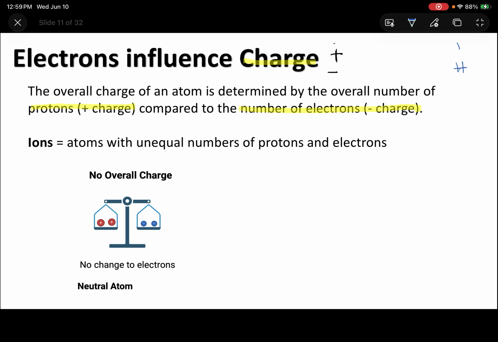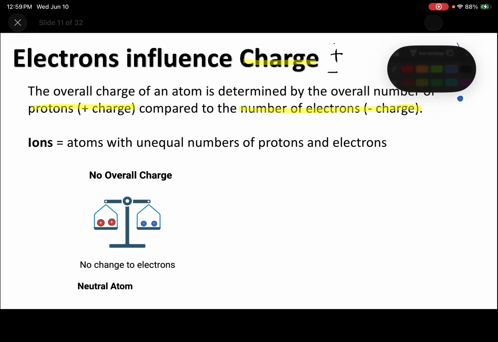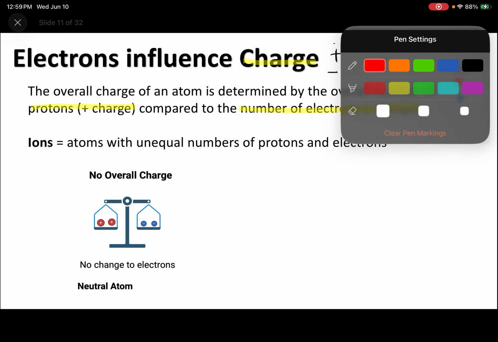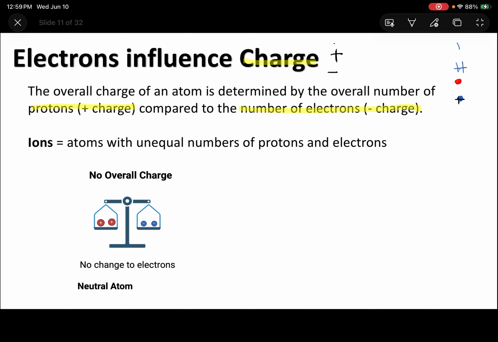So if we looked at hydrogen, okay, hydrogen has the atomic number 1. It has 1 proton, and it has 1 electron. Remember, protons are positive, electrons are negative. So if I added this positive and negative together, what would I get? I would get essentially 0. There would be no charge to it.